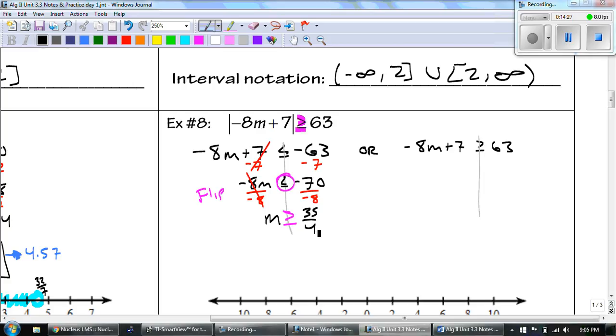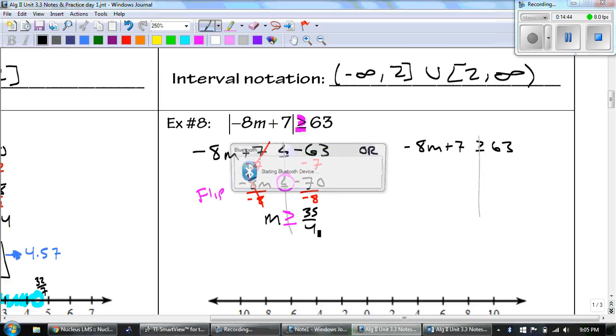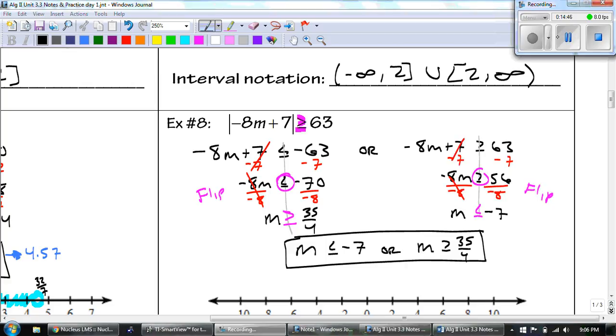Okay, why don't you guys pause the video and see if you can solve the right side all on your own. Good luck. Okay, so you should have gotten m is less than or equal to -7. Remember, when you divide by negative, you have to flip.